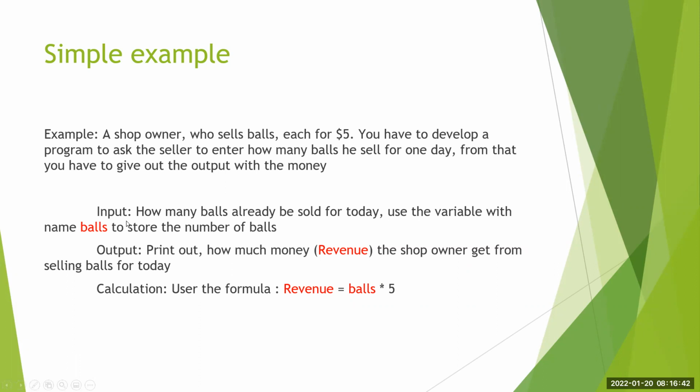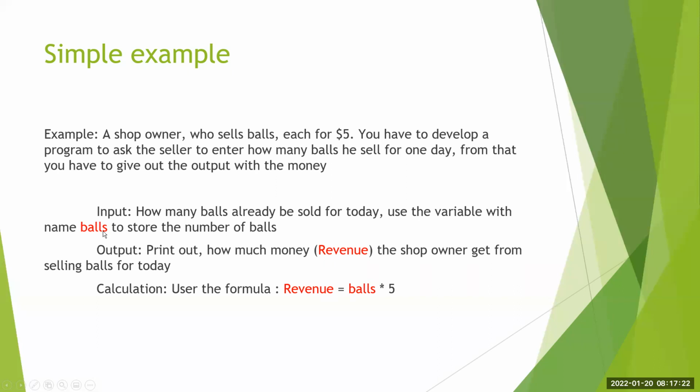You know that the input for this one is how many balls he sold today, and you can use a variable with the name ball to store the number of balls. Remember that a variable is something that varies, something changeable. One time he can enter 5 balls, or the next time it can be 10 or 15. That is the variable. It's changeable, and it gets a slot in memory with the name ball. The output is also very simple: print out how much money, the revenue. Revenue again is a variable.